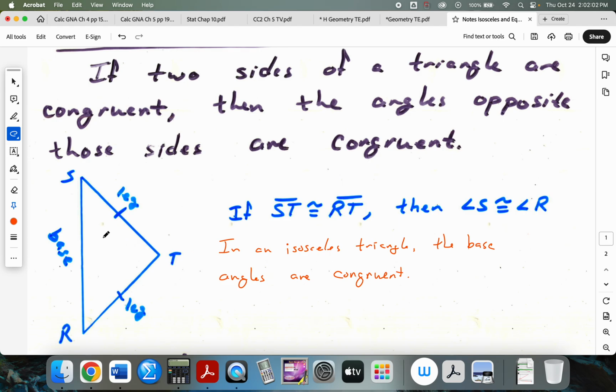So in this triangle, the two legs are the two congruent segments, segment ST and segment RT. The other side is the base. The base angles are the two angles at the ends of the base. Now, all through school, in elementary school and probably most of middle school, when something was called the base, it was always on bottom, right?